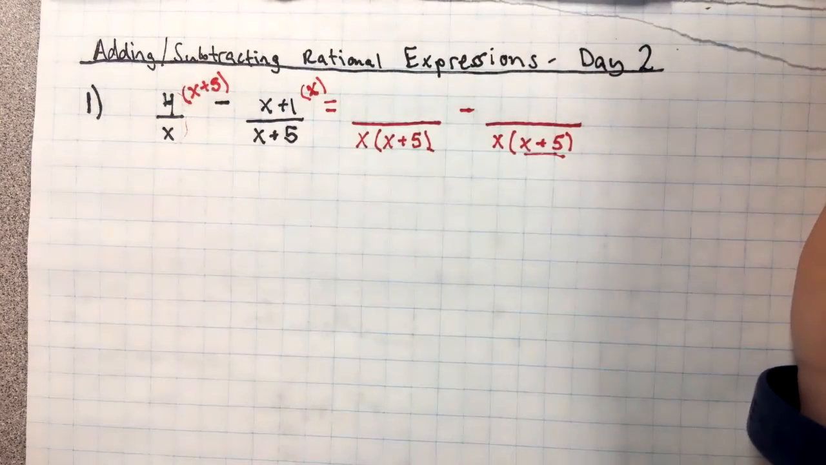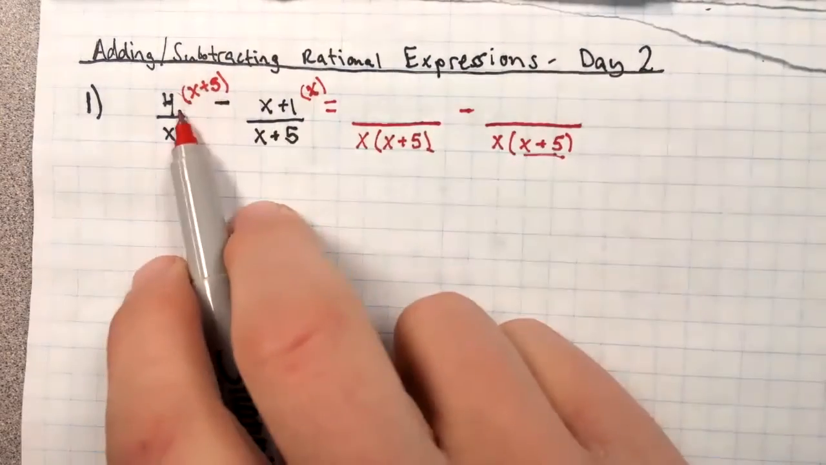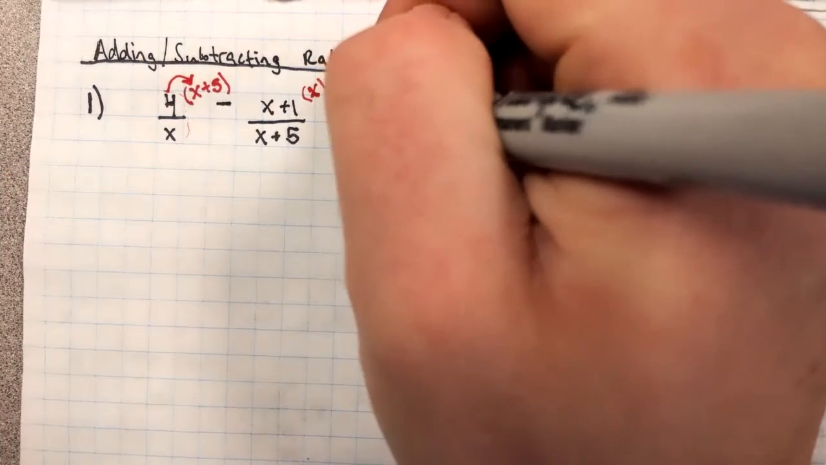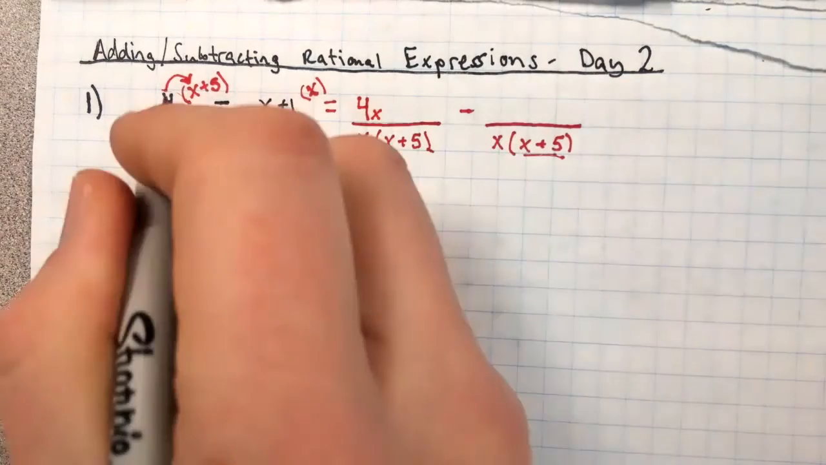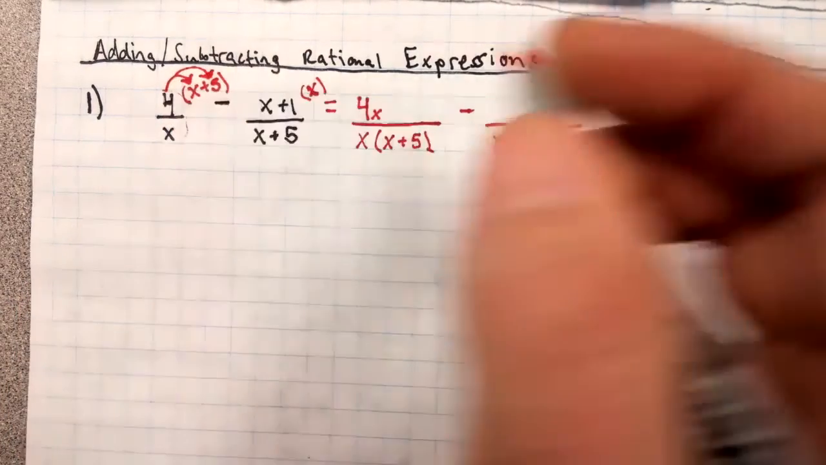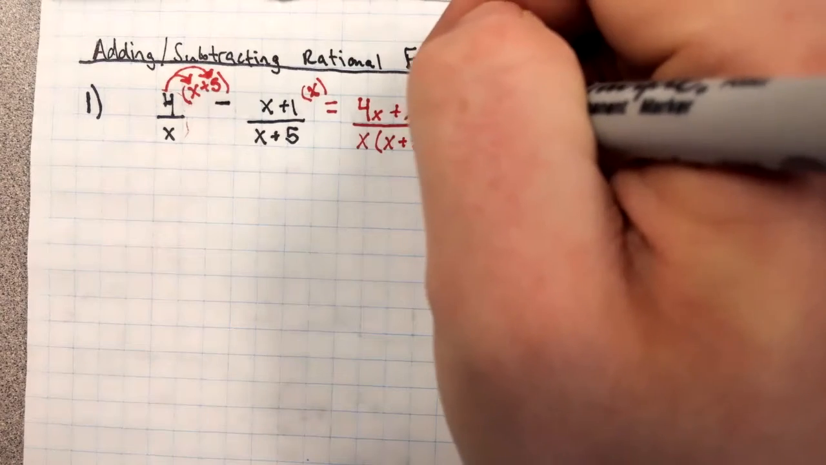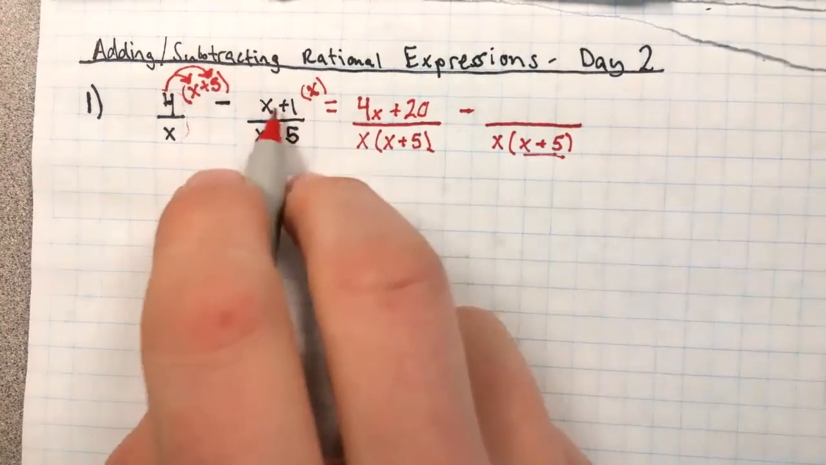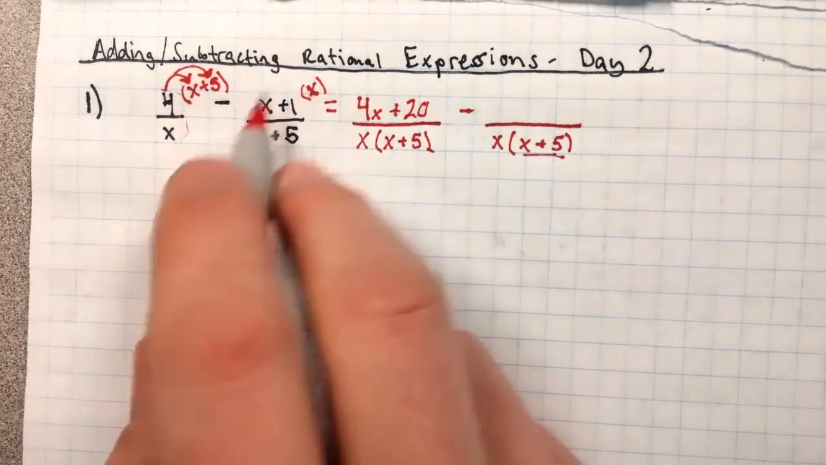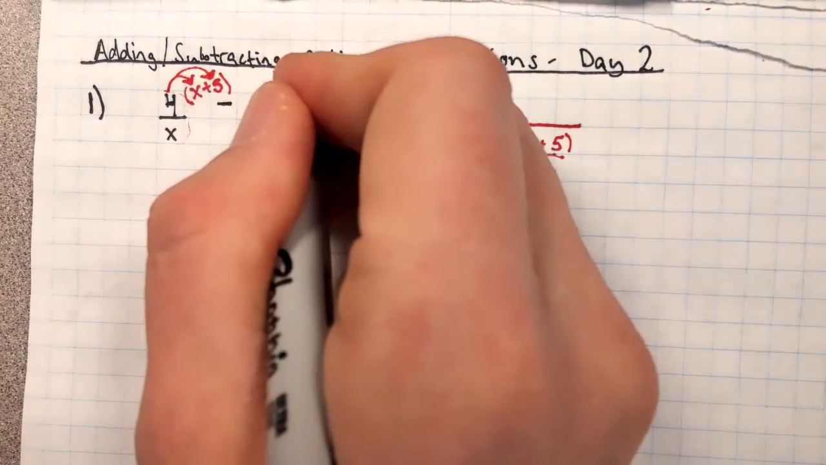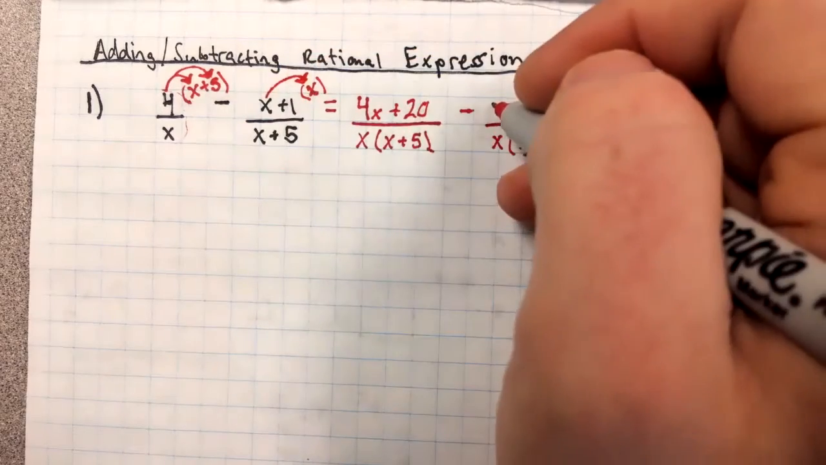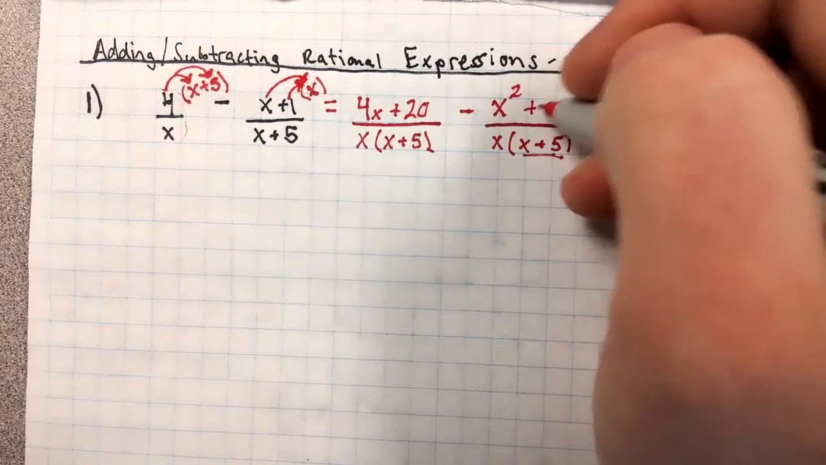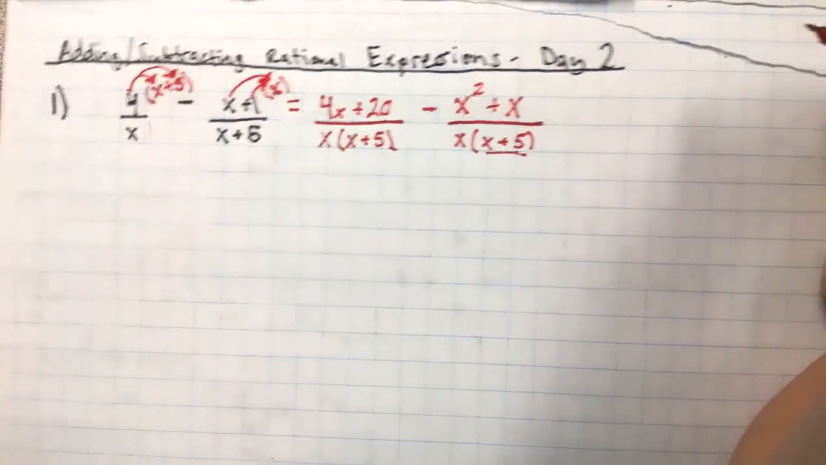So the easiest way to really think about this, well, we're just going to distribute. I'm doing 4 times x plus 5. 4 times x is 4x. And then I'll do 4 times 5, which is 20. Same idea over here. I've got x plus 1 times x. I can just distribute. x times x is x squared. And 1 times x is just going to give me x.